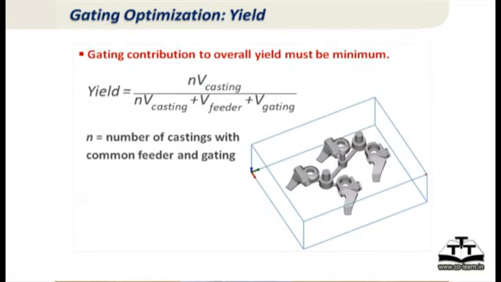And now you have the final yield calculation equation, where yield is equal to the number of castings in the mold cavity, assuming there are common gating and common feeders, divided by the total poured weight in a mold. This is the yield per mold. So the casting or part weight divided by the total poured weight gives you the yield per mold cavity.